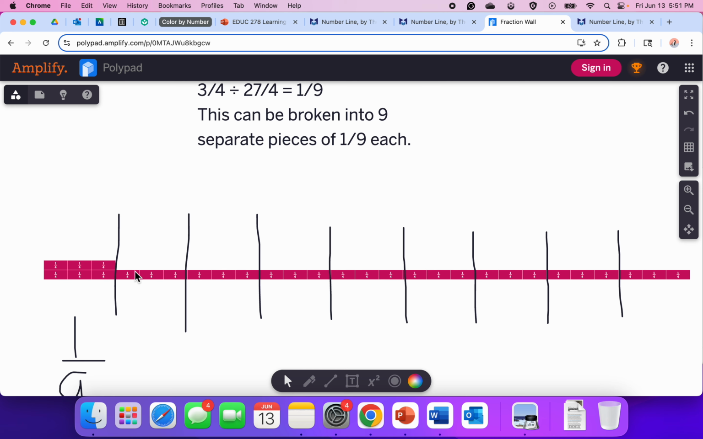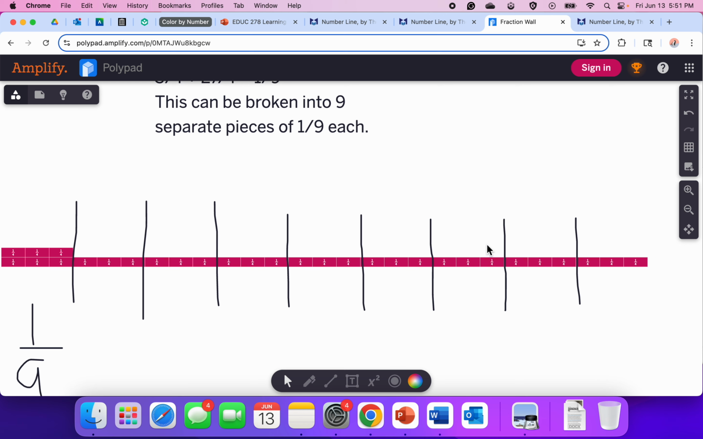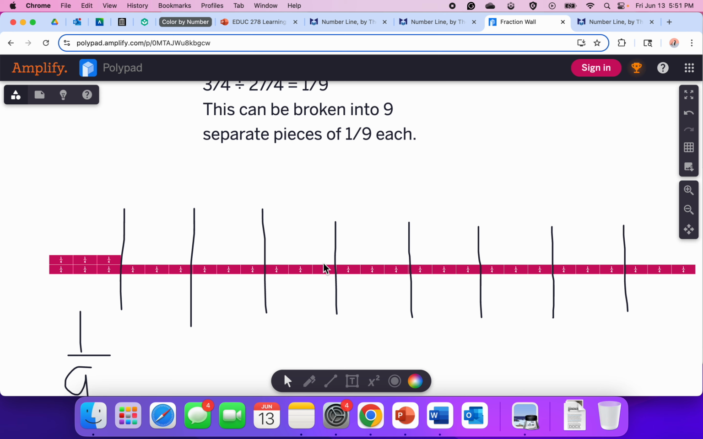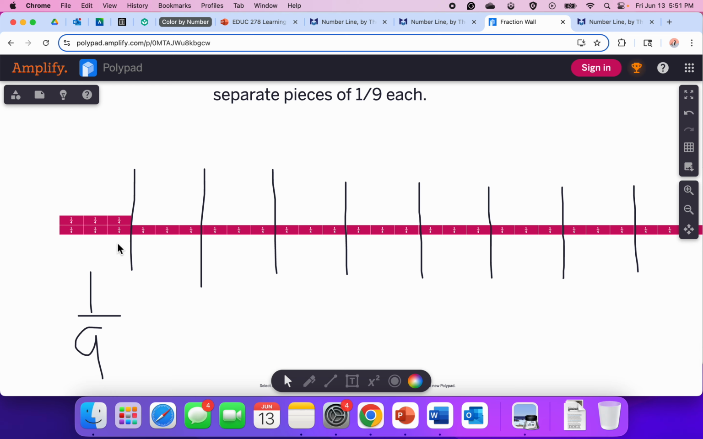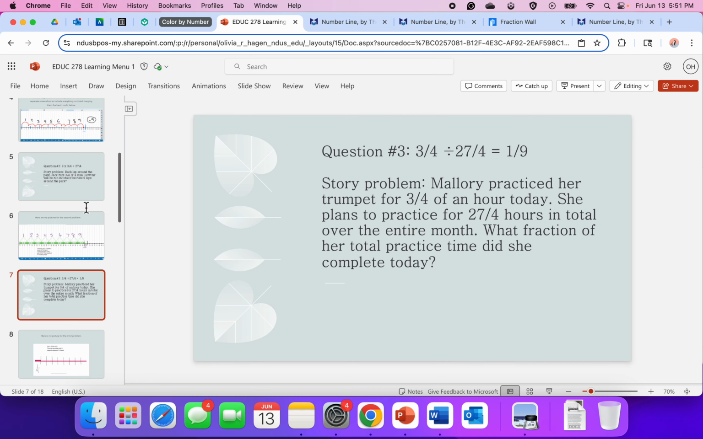So then I realized we can break these into 9 separate pieces. So I go 1, 2, 3, and then I made a line. 1, 2, 3, made a line. I continued to do this till I got 9 total pieces. So each of these, like these 3/4, represents 1/9 each. That's how I got that.